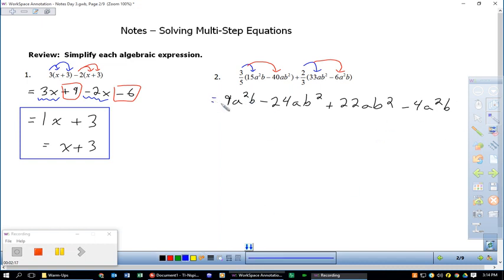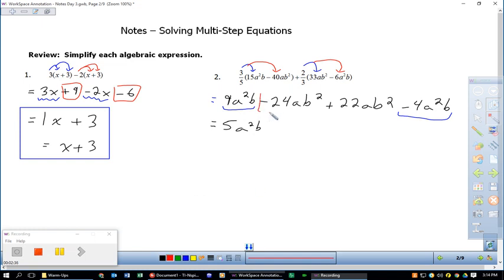Now, there are two types of terms we have here. We have a squared b's, a squared b. We've also got one over here, a squared b. And we've also got the ab squared. So to begin with, let's combine these two. That's going to be 5, and it's an a squared b term.